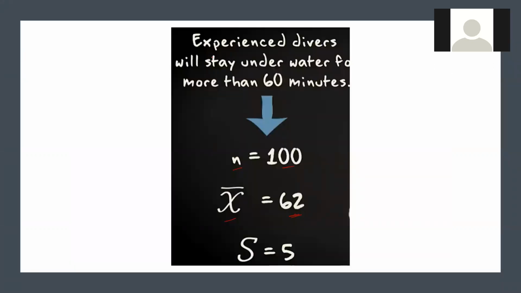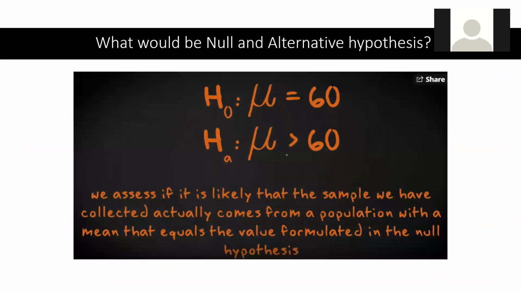So what we need to do: will the experienced driver stay underwater for more than 60 minutes or not? So more than 60 minutes will be your alternative hypothesis, and equals to 60 will be your null hypothesis. Is it a two-tailed test or one-tailed? If it is greater than, then this is a one-tailed test. If it was not equals, then this would be your two-tailed test.